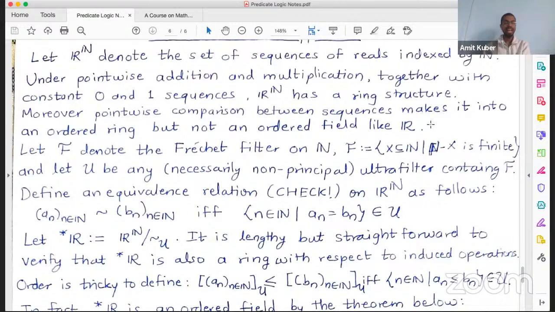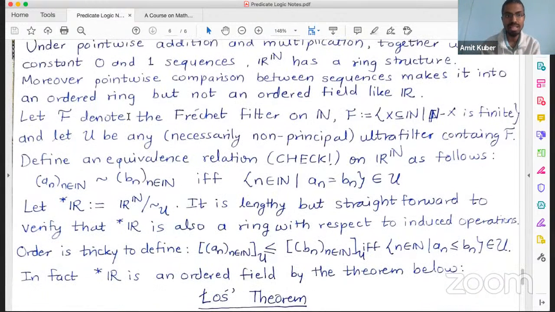And here enters the notion of ultrafilters and filters. You have already seen this. So let F denote the Fréchet filter on N, which means the cofinite filter: all those subsets of natural numbers which are cofinite. You can easily verify that this Fréchet filter is actually a filter.